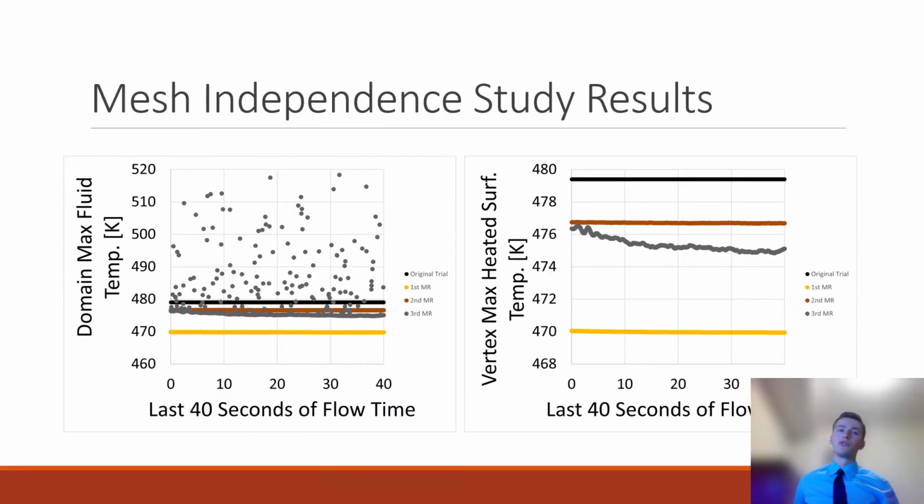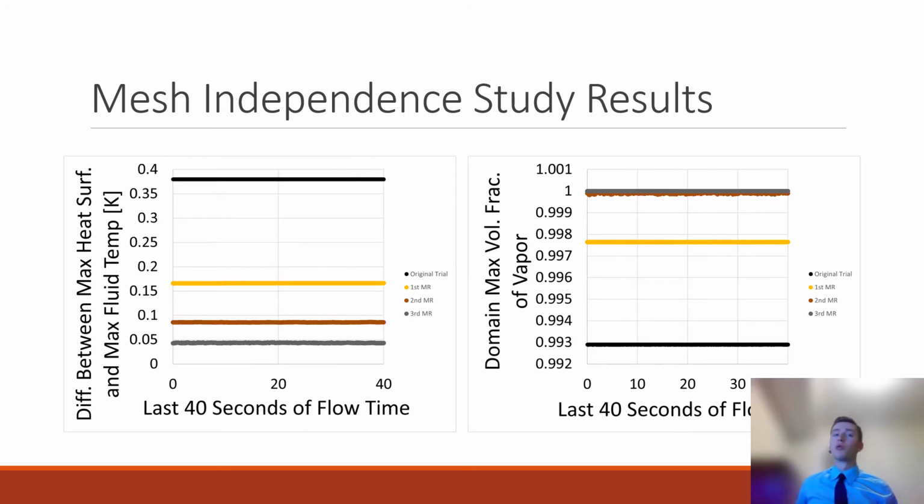So here are some of the results from the mesh independence study. As you can see, the graph on the left shows the maximum fluid temperature for each of the mesh independent study trials, and the graph on the right shows the maximum heat surface temperature of the exact same trials.